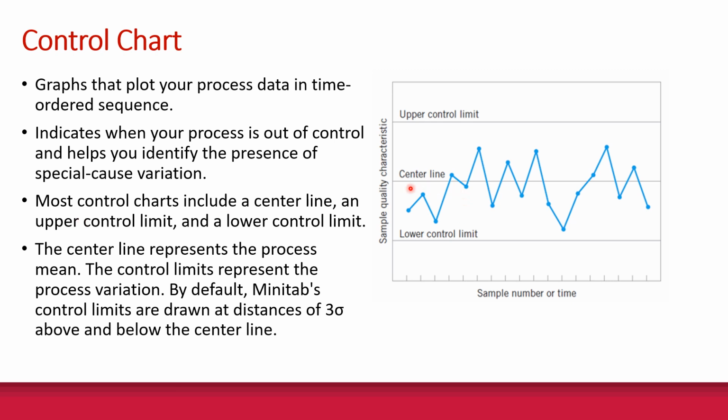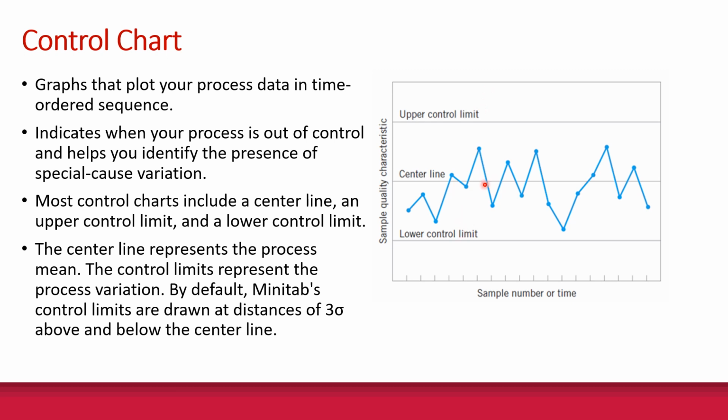Most control charts include a center line. Now this center line typically is going to be about our sample quality characteristics. So this could be the mean, for example. It could represent the sample variance. It's whatever we choose to plot here. Now, the upper control limit and the lower control limit, when we plot these in Minitab, Minitab will produce these lower and upper control limits at plus or minus 3 sigma.